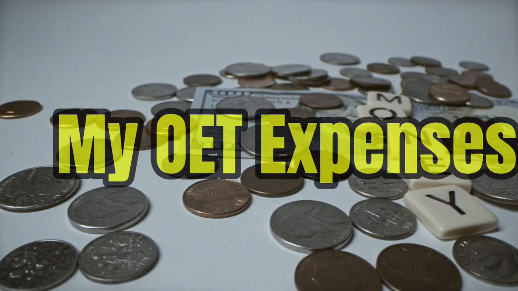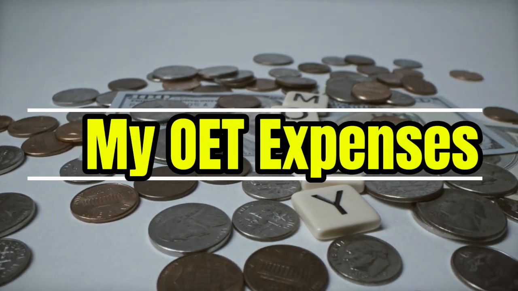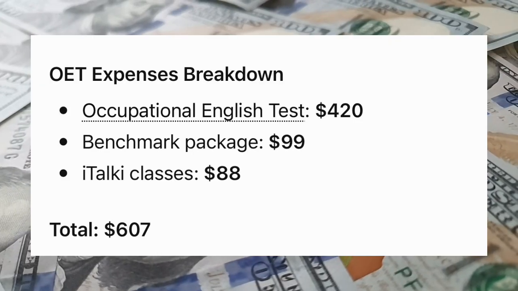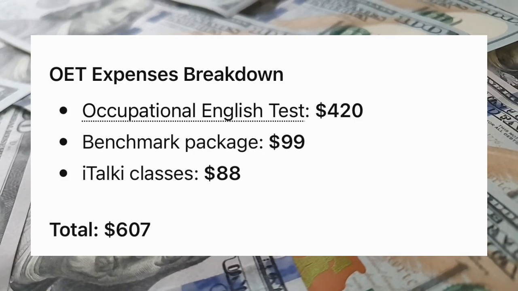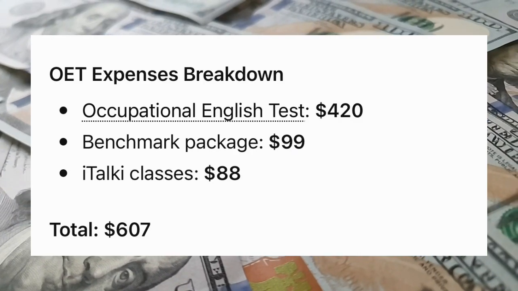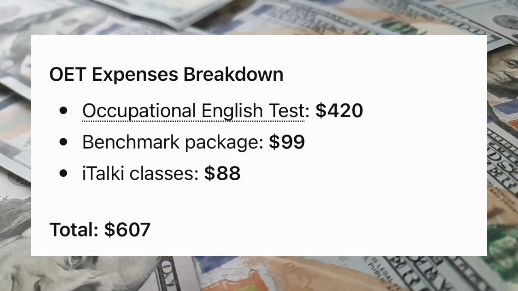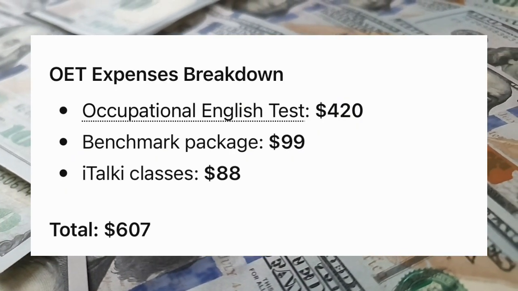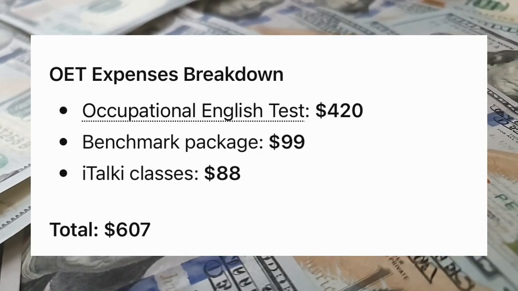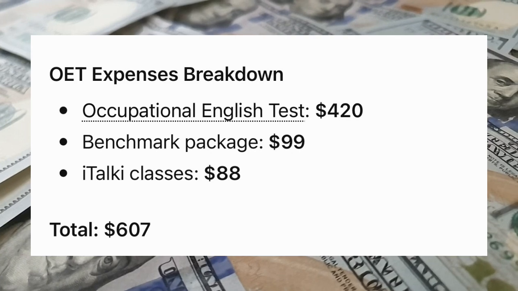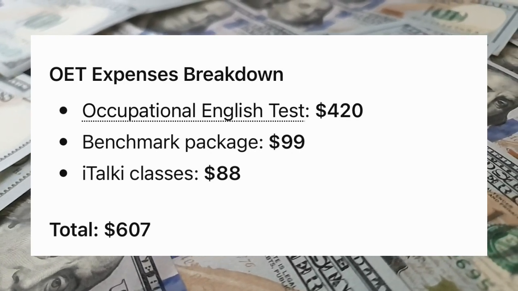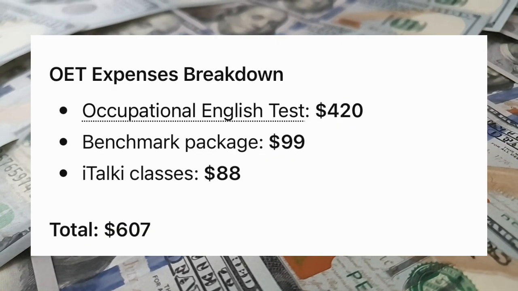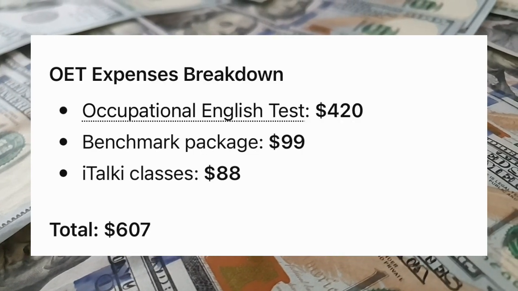And now let's talk about money. My OET was $420. My Benchmark package was $99. And my italki classes, $88. That is a total of $607. I don't even know what I'm saying. Oh my God, when I'm talking about money, I get nervous. So my OET test cost me $607. Not cheap at all, but it is what it is.